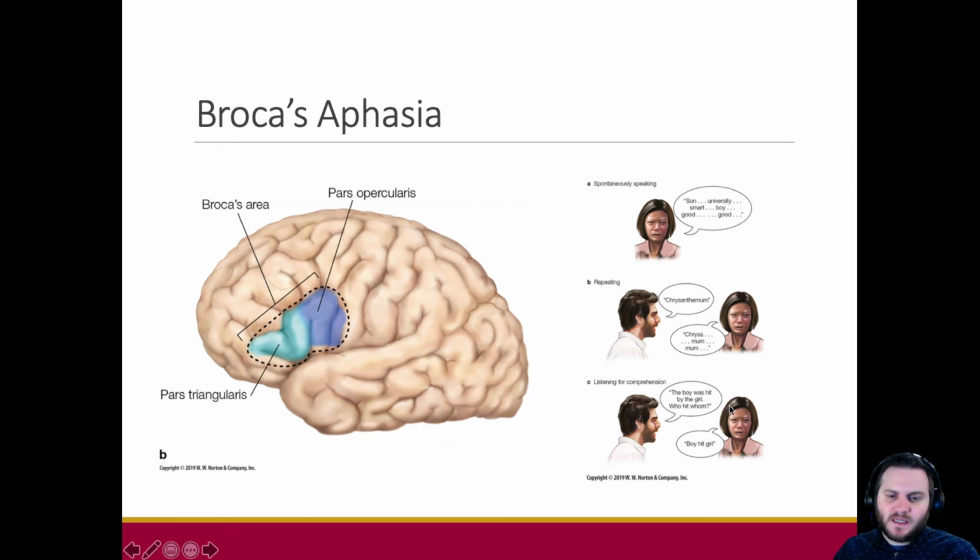So some of the effects that you might see here with speech production. Spontaneously speaking may seem like it's related to Tourette syndrome, just spontaneously starting to speak words. So in this way: son, university, smart boy, good. Not as fast. Good. Smart boy. Son, university. So that's spontaneously speaking.